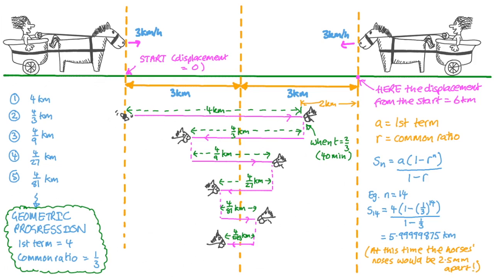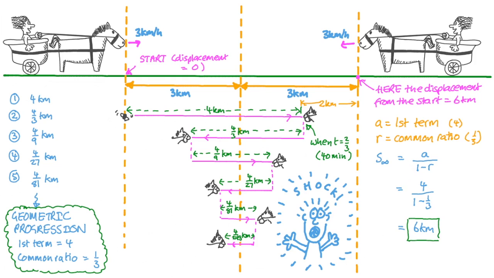So, for example, by the time the fly has flown back and forth between the horses 14 times, it's travelled a total of 5.999999875 kilometres. And in fact, at that point, the horse's noses are just 2.5 millimetres apart. In the real world, the fly would now be squashed. But in math world, we don't let minor details like that worry us. We carry on summing an infinite number of terms, and we find out that if we do that, the fly would travel 6 kilometres exactly.